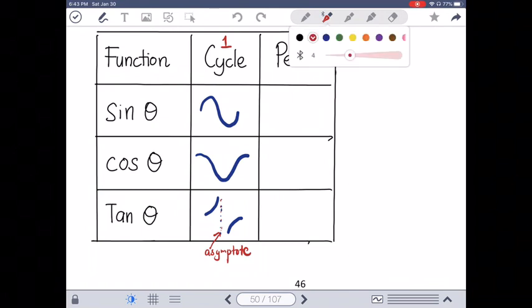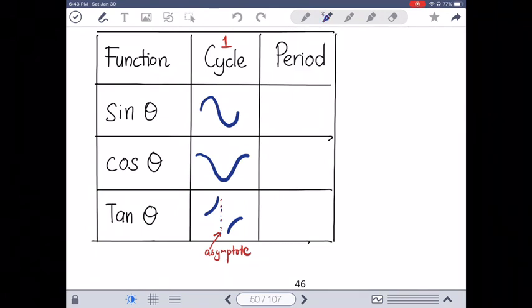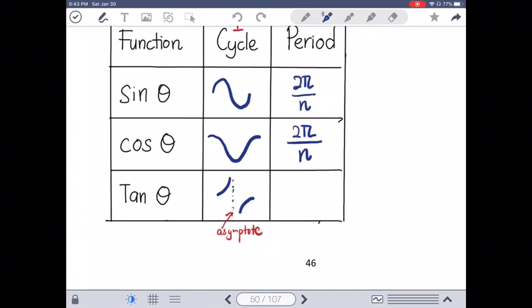And the period for sine theta is 2 pi over n. For cos theta it is 2 pi over n. And for tan theta it is just pi over n. Notice that tan theta has a different period.